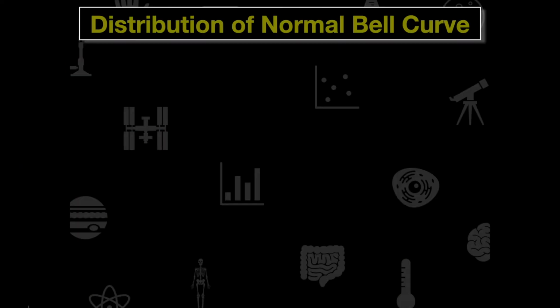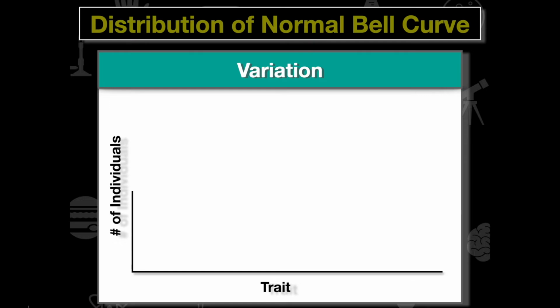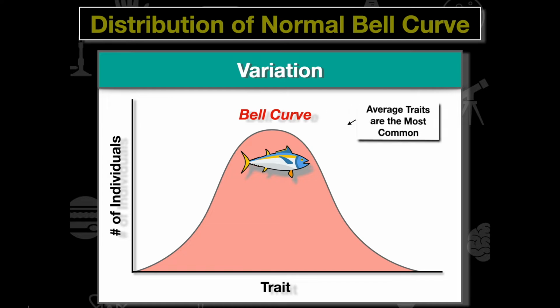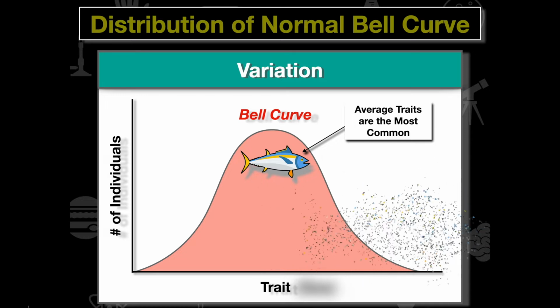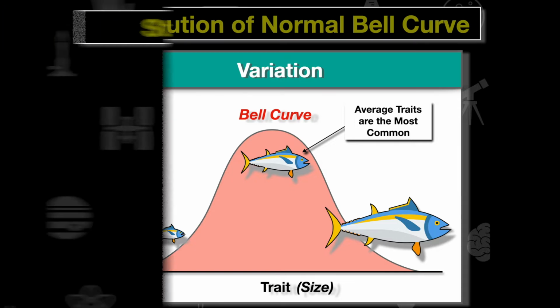Now, before we talk about stabilizing selection, we have to talk about the distribution of a normal bell curve. And this is review from another video that we've gone through and looked at already. But if we look at this, we're going to have, in most scenarios, a normal distribution of traits. In this case, we're going to have a bell curve that's going to represent the size of these tuna fish. And when we compare this bell curve against the other curves that we're going to look at, what we see is that the average traits are going to be the most common in the middle when we see this specific curve. And this hump or this bell curve is representing the number of individuals of a particular size.